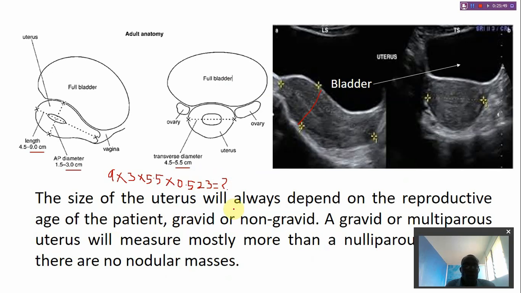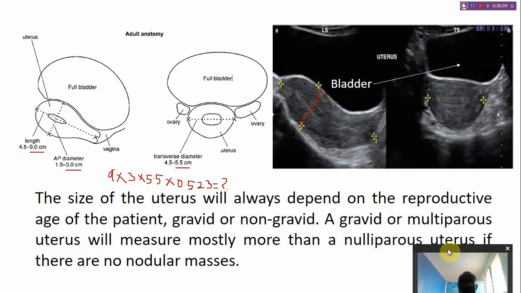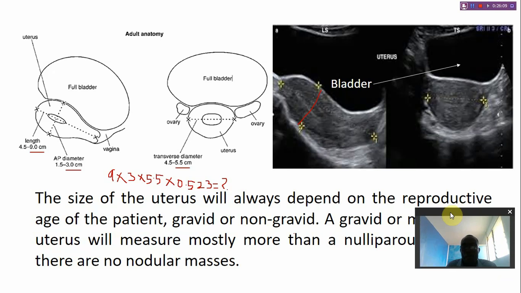The size of the uterus will always depend on the reproductive age of the patient, gravid or non-gravid. A gravid or multiparous uterus will measure mostly more than a nulliparous uterus if there are no nodular masses. So that is a transabdominal image of the uterus, and this is the measurement.